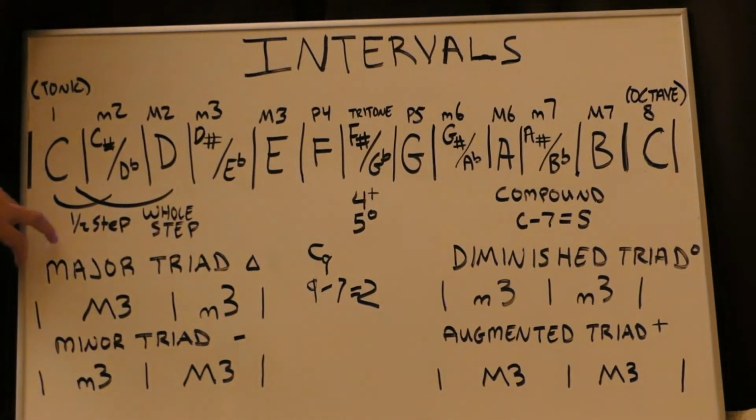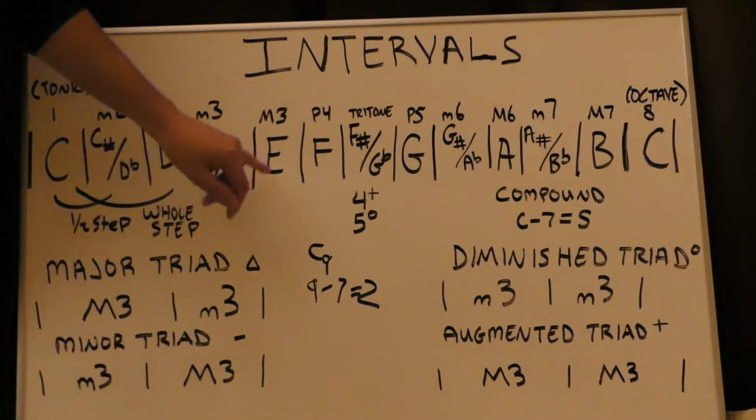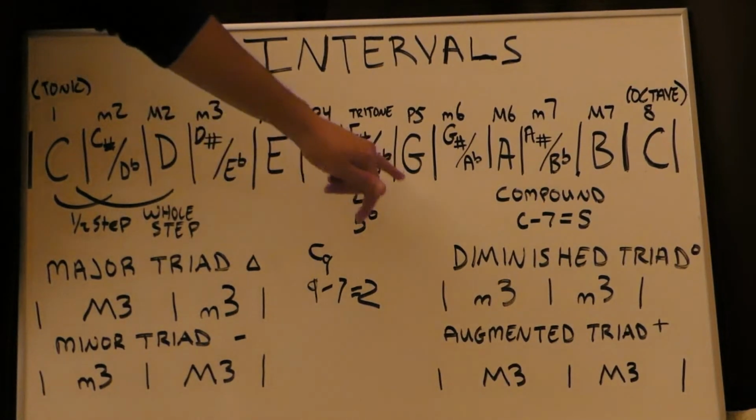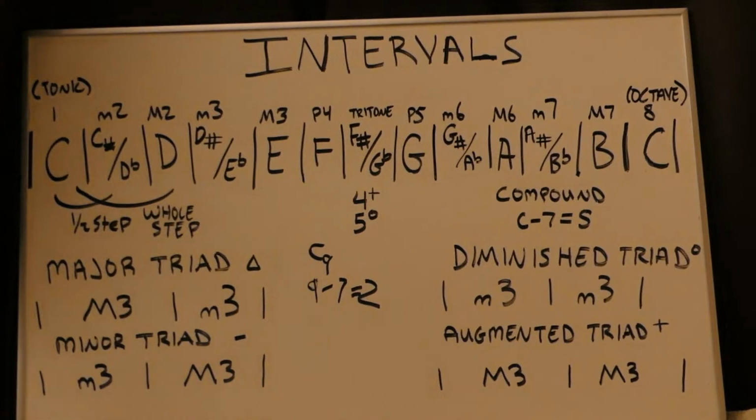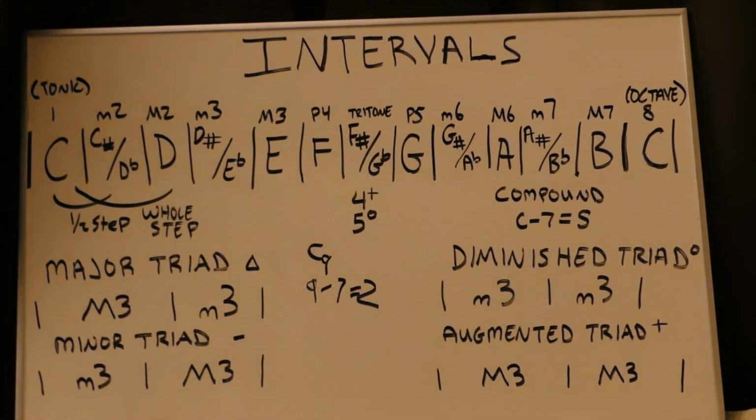So that means a C major triad would be C, go up a major third to E, then go up a minor third to G. So a major triad will sound like this. As you can hear, that's very happy, very consonant.